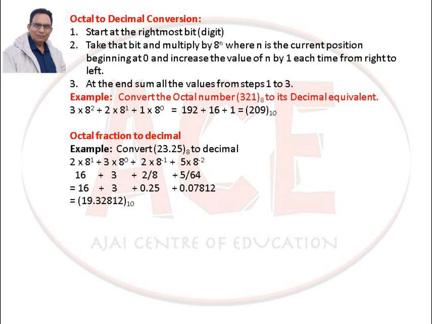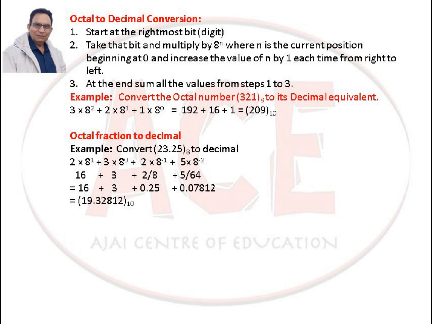Example, convert the octal number 321 base 8 to its decimal equivalent. Keeping in mind the position of 3, 2 and 1, we get the equation 3 into 8 raised to the power 2 plus 2 into 8 raised to the power 1 plus 1 into 8 raised to the power 0. Calculating the respective values, we are getting 192 plus 16 plus 1. Adding all these, we are getting 209 base 10. So this is how an octal number is converted to its equivalent decimal number.